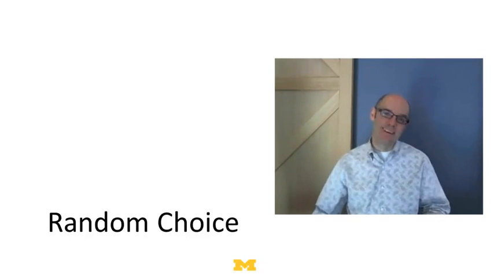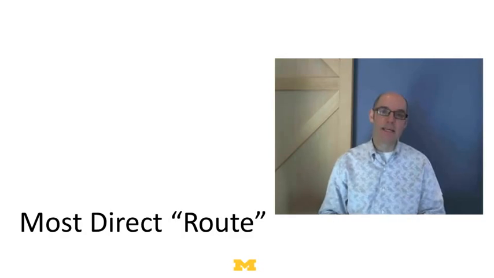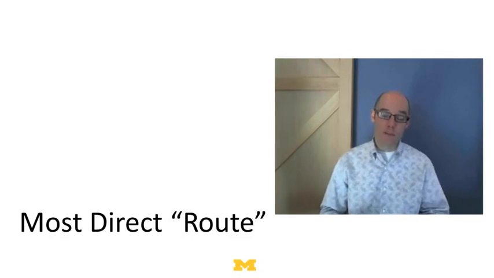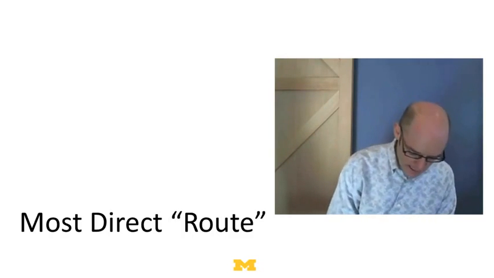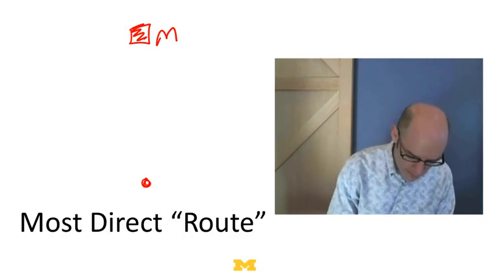Now, that's not what we normally think of as a fixed rule. Normally, a fixed rule would be something like take the most direct route. So for instance, suppose that I'm in a city and I'm right here and I want to head to this museum up here. So here's this museum, put a little M next to it.